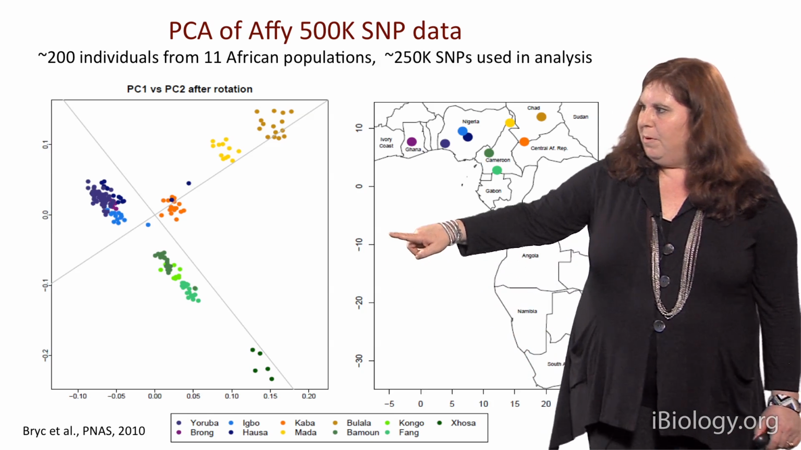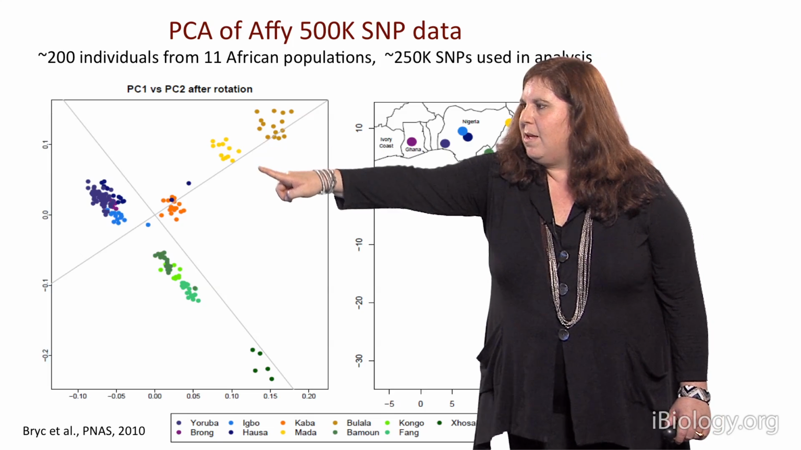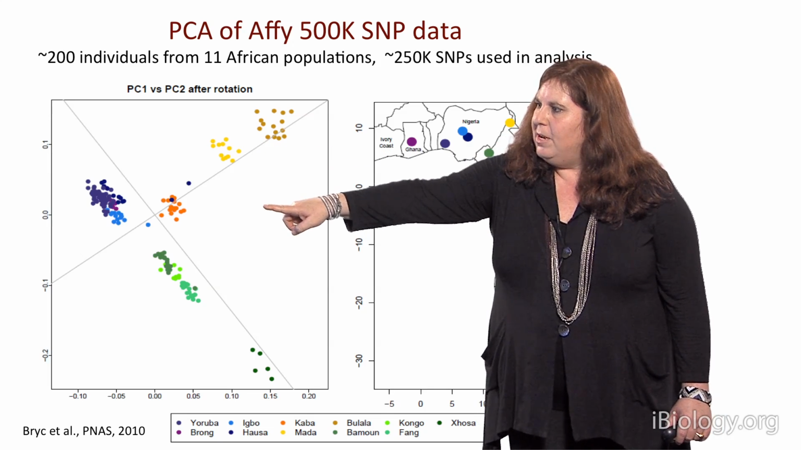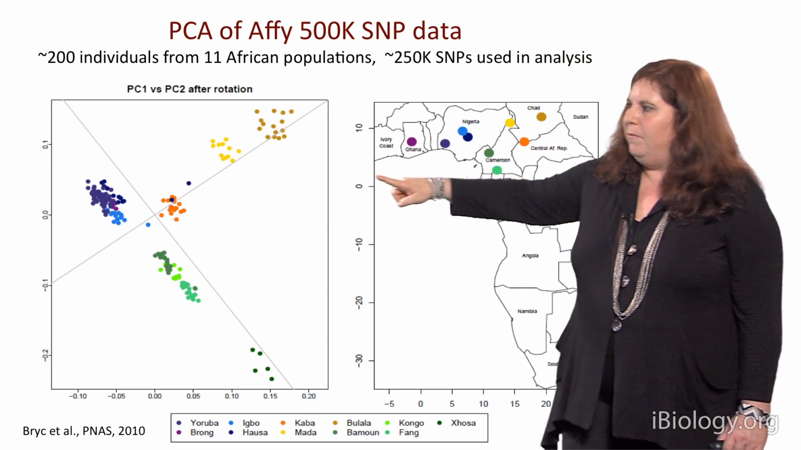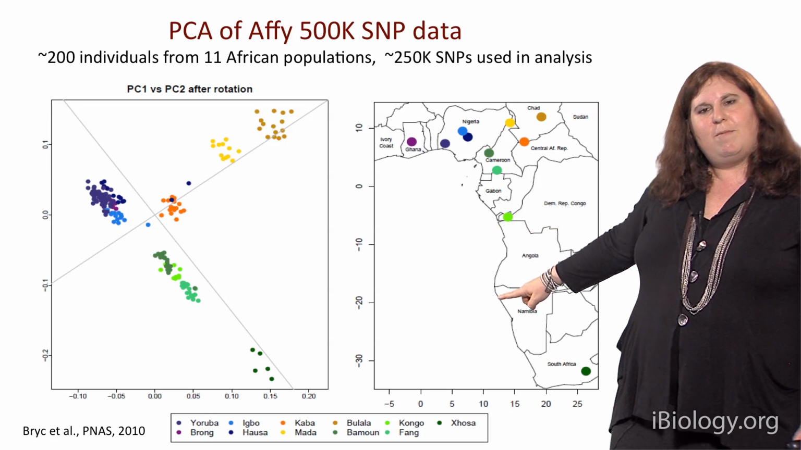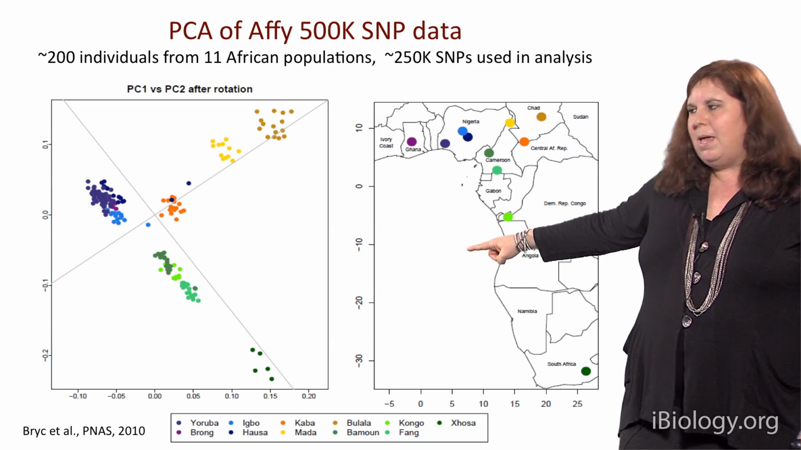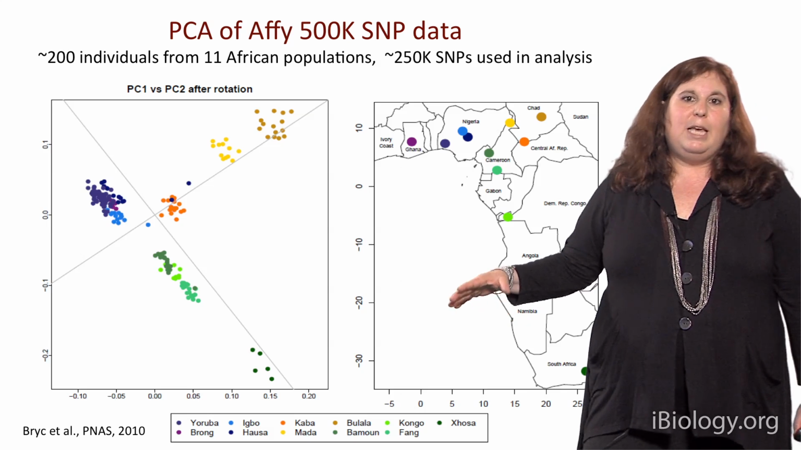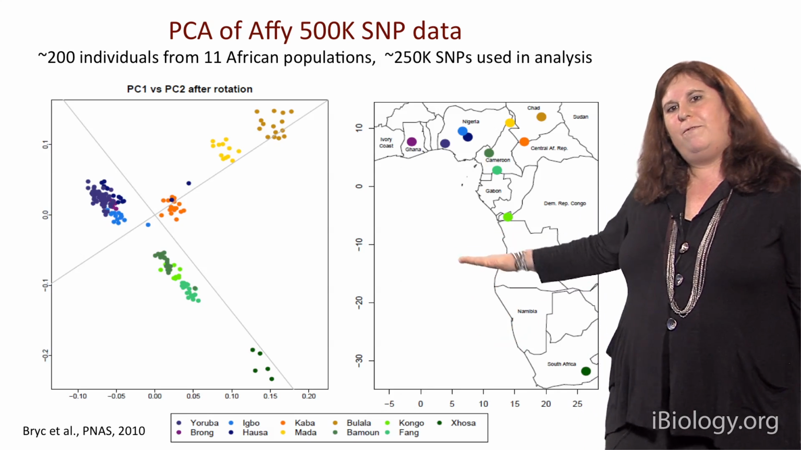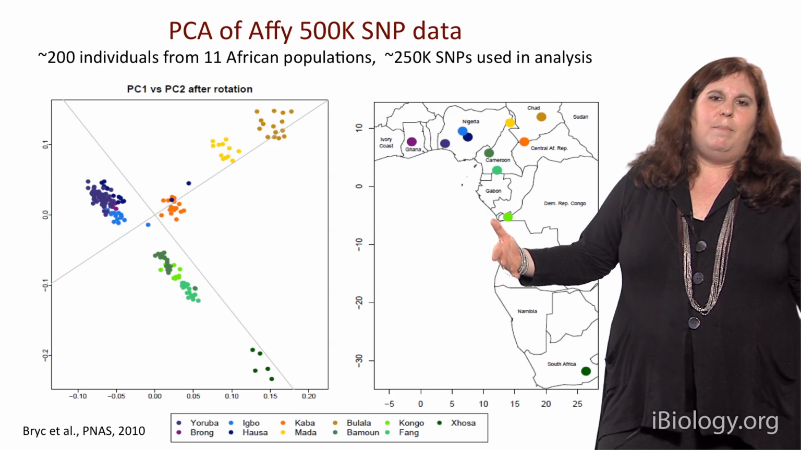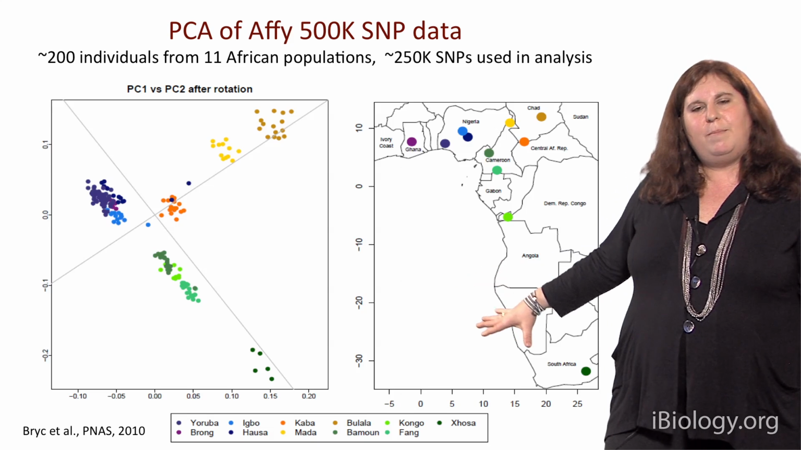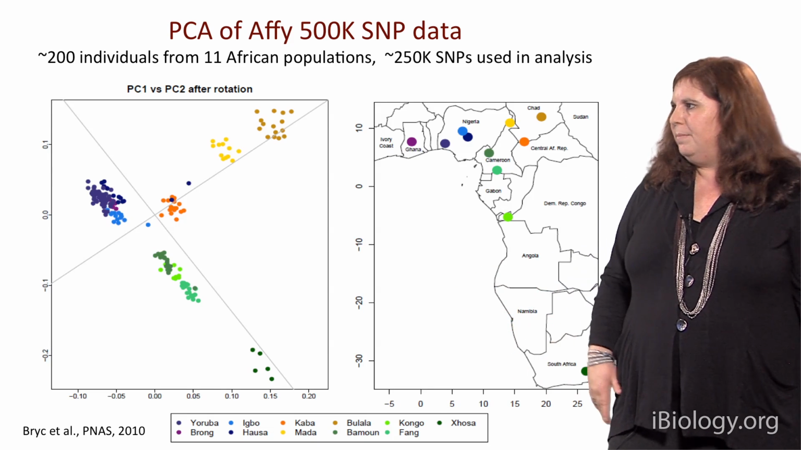And when we do this principal component analysis, one of the interesting results is that the distribution really reflects the geography of these populations. And that's not a huge surprise. It means that people who live near each other tend to mate with each other, and people who live further apart are not intermixing as often, and so they tend to be more genetically differentiated.